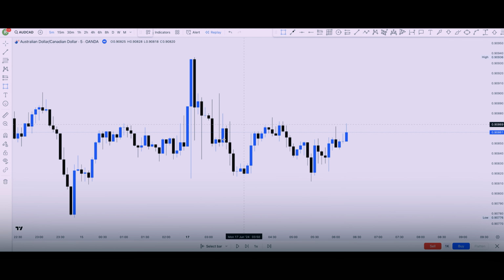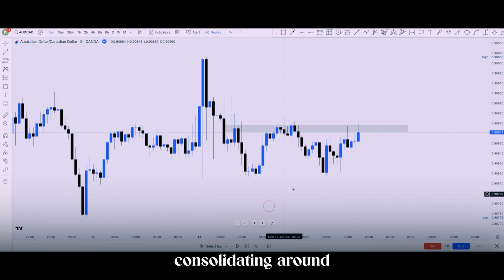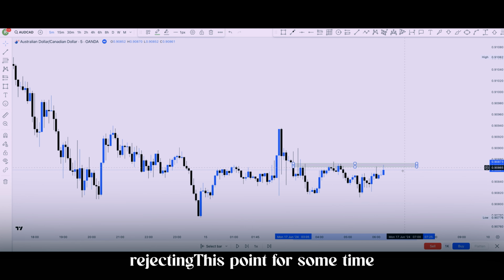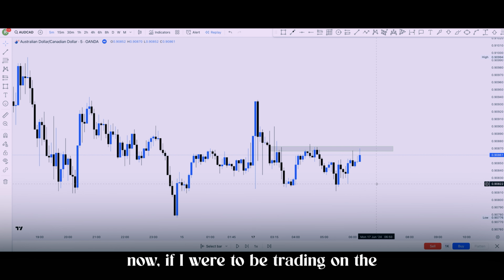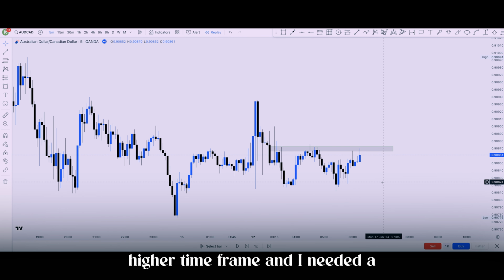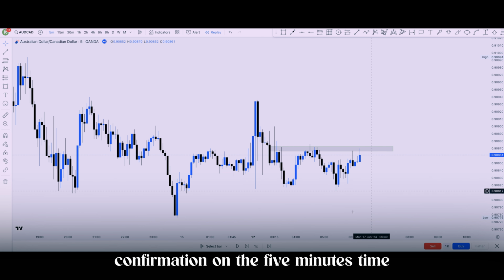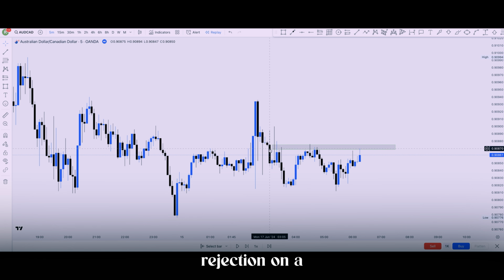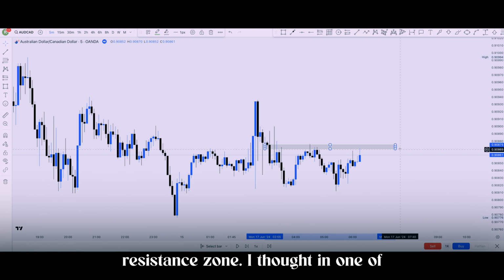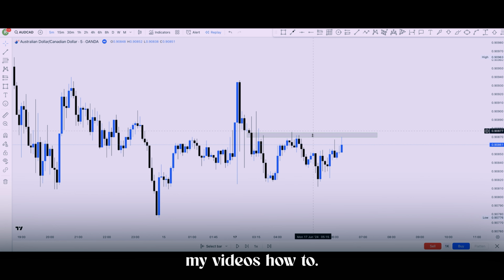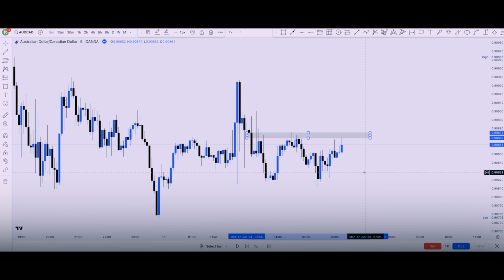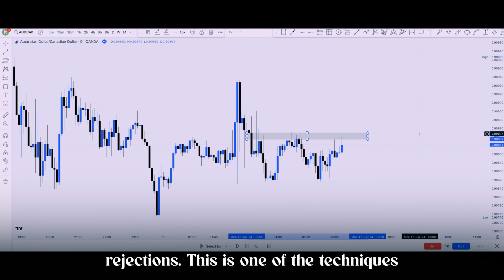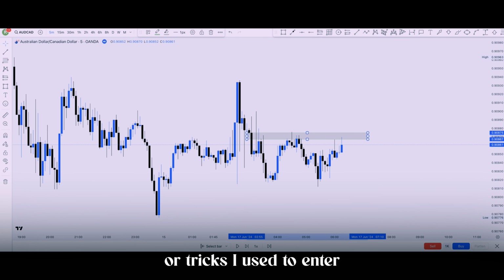Then we had price consolidating around this point. All right, so price has been rejecting this point for some time now. If I were to be trading on the higher time frame and I needed a confirmation on the 5 minutes time frame, I would have considered this, because this is a multiple rejection on a resistance zone. I taught in one of my videos how to enter trades with multiple rejections. This is one of the techniques or tricks I use to enter my trade.